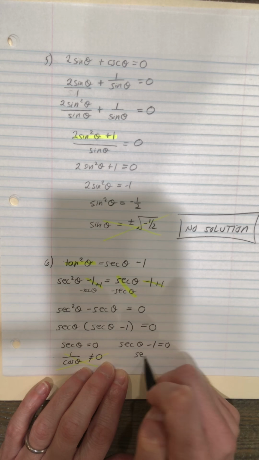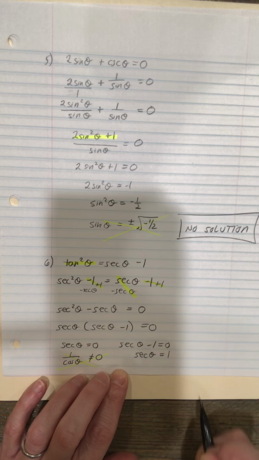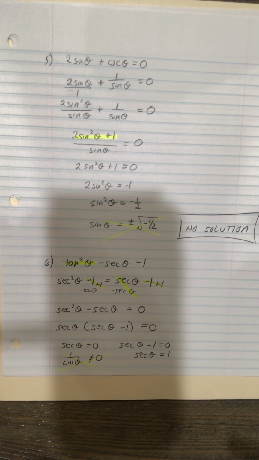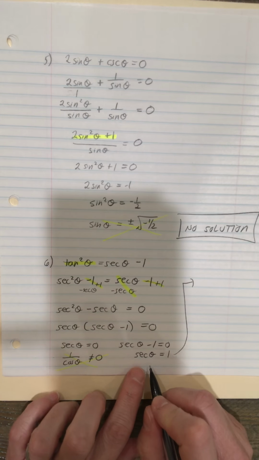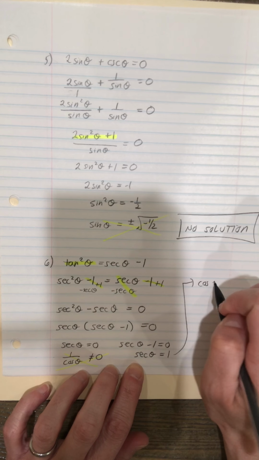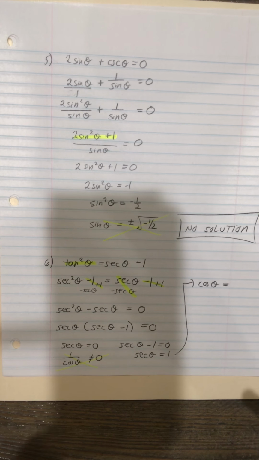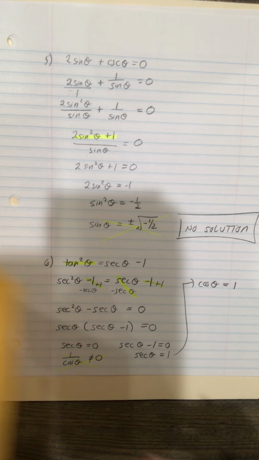Well, that's the same as saying secant theta equals 1. If I take the reciprocal of both sides, the reciprocal of secant theta would be cosine theta. The reciprocal of 1 is 1. So now they're asking me, when is cosine 1? Well, cosine is 1 when my x value is 1.